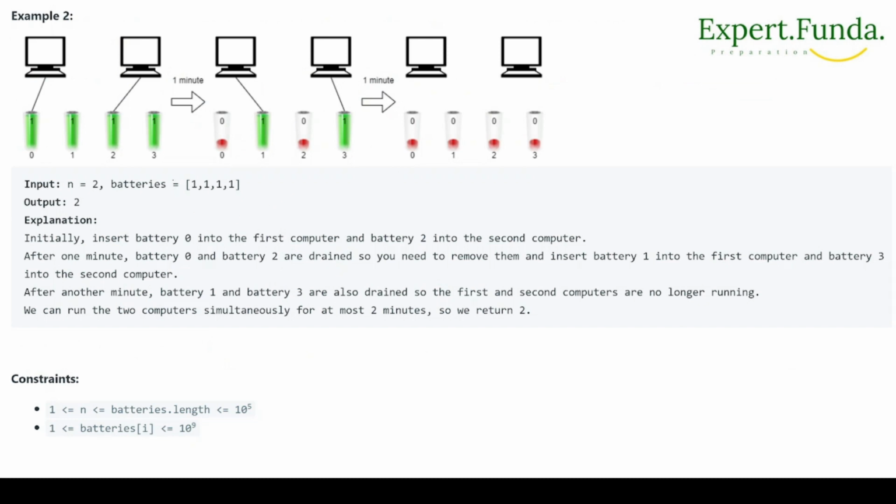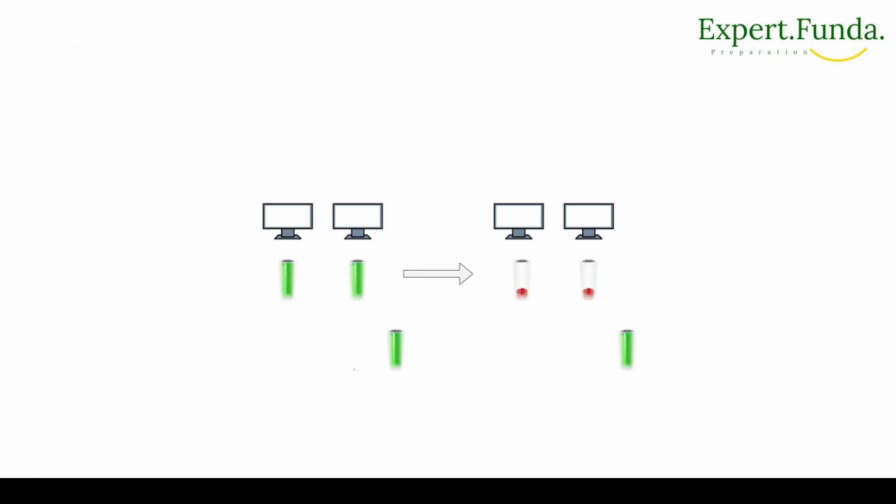Similarly, if we take n equal to 2, meaning we have two computers, and we have given the batteries the first time, right. So I'll take the first battery and insert it in the first computer, the second battery we will put here. After 1 minute this one is dead and this one is also dead. Now we can run 1 minute here and 1 minute here. So after 1 minute all the batteries are dead, so only 2 minutes will it take, and that's why it is giving this.